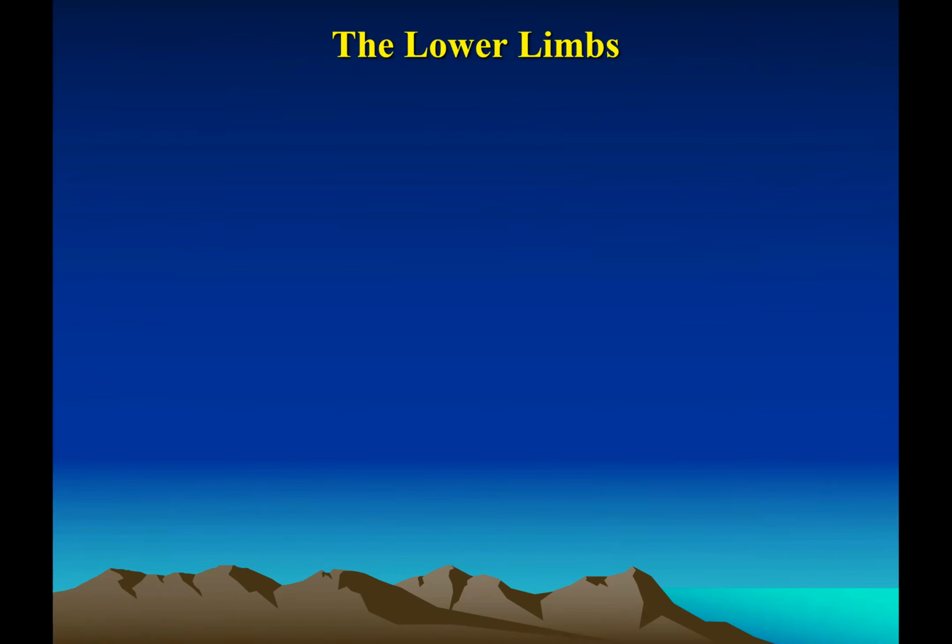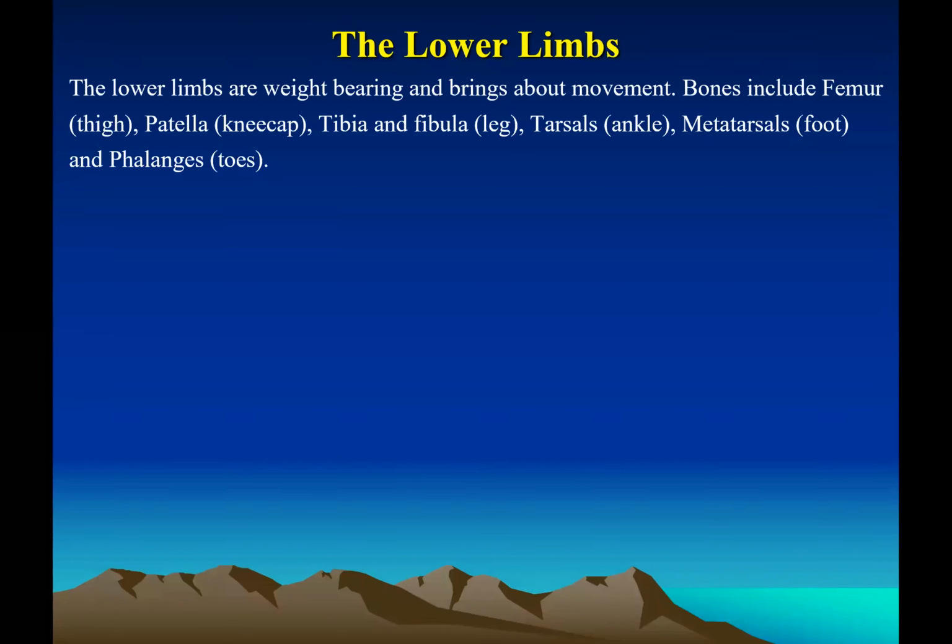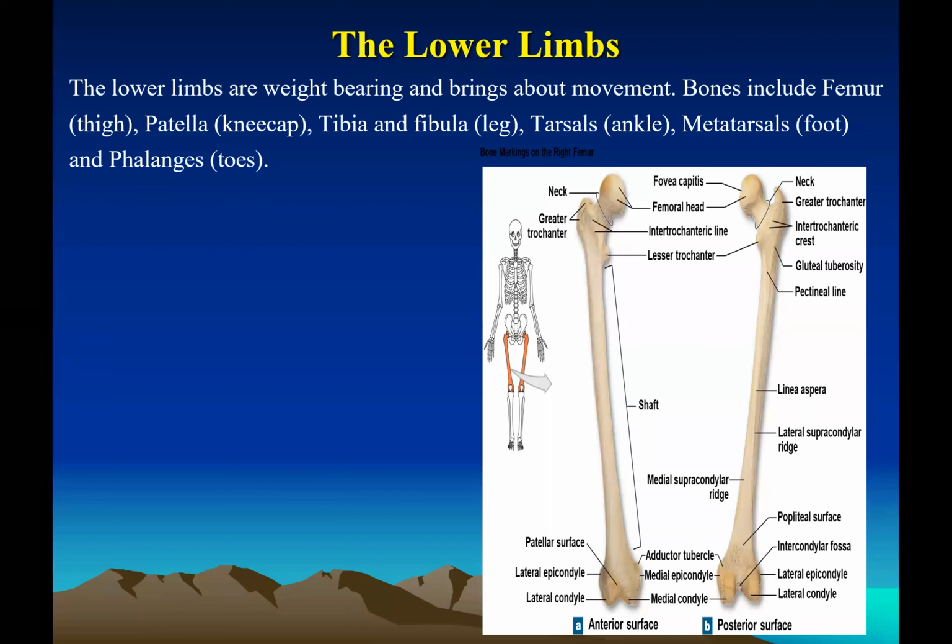Moving on to the lower limbs. The lower limbs are going to bear the weight of the body, so they are very strong and bulky. Your femur is the strongest, longest bone in your body, which is your thigh bone, followed by the patella that makes your kneecap, and your leg is formed by two bones, the tibia and the fibula. Your ankle is the tarsals, and your foot is the metatarsals and phalanges.